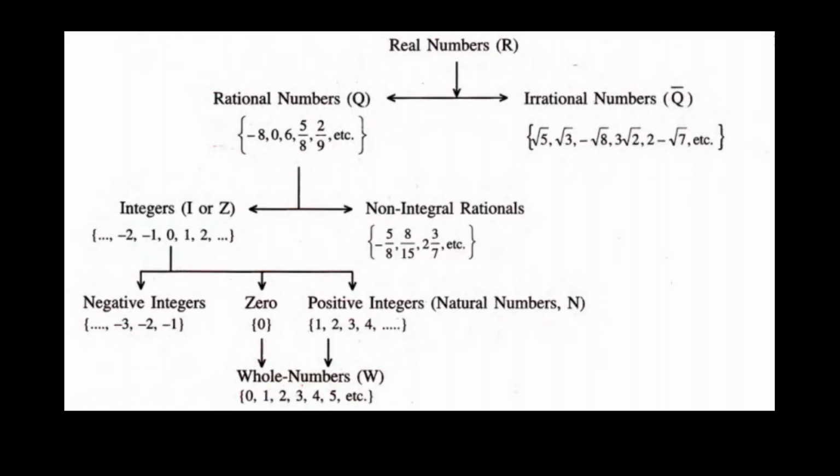This is a small flowchart of real numbers. Here we can see real numbers consist of rational numbers and irrational numbers. Then it's further divided into integers, non-integral rationals. Then further divisions can be seen. So again, I'm repeating that in this video we will only look at rational numbers. In the next part we will see the irrational numbers.